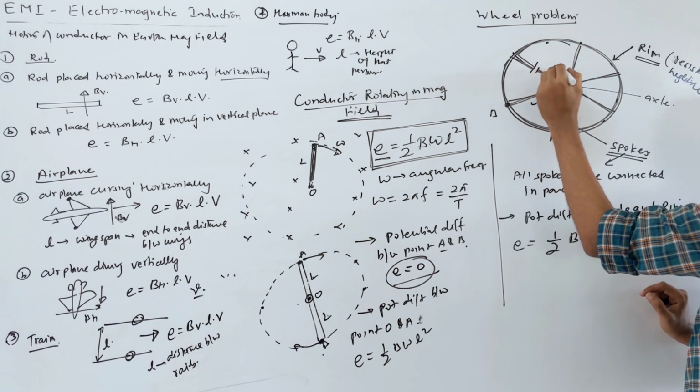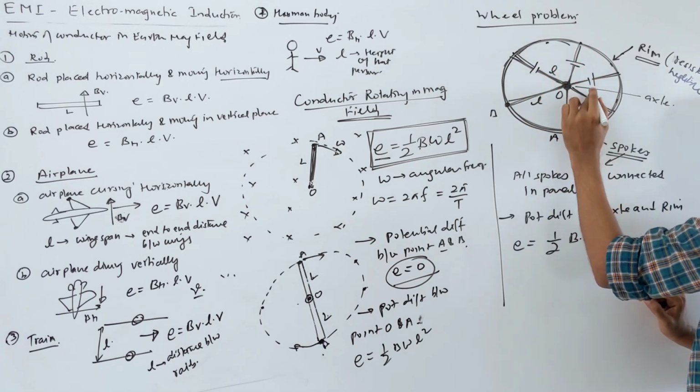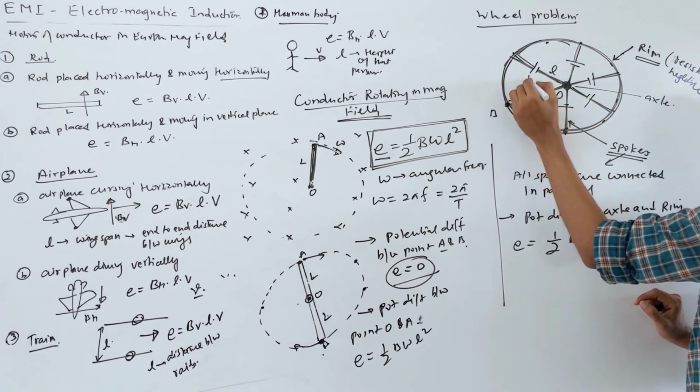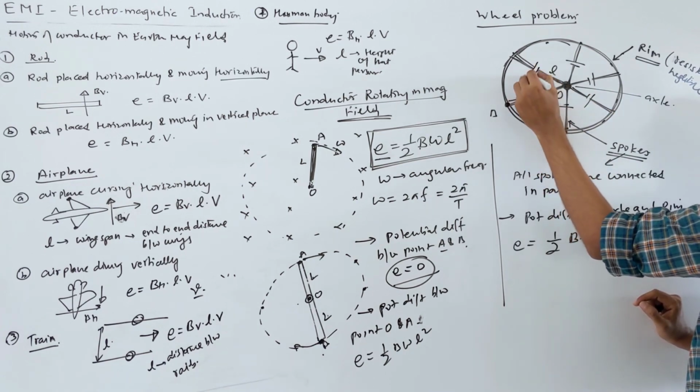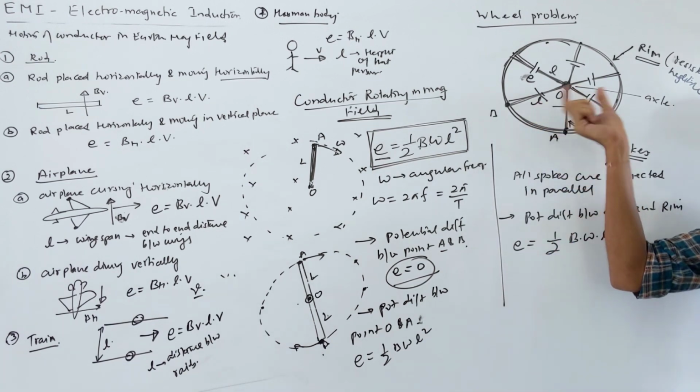You can draw a small battery here like this, generating some EMF. But all are connected in parallel. So suppose the EMF of each is E, then the total also remains E only. If they ask the potential difference between axle and rim, the answer is the same formula, half B omega L square, where L is the length of the spoke.